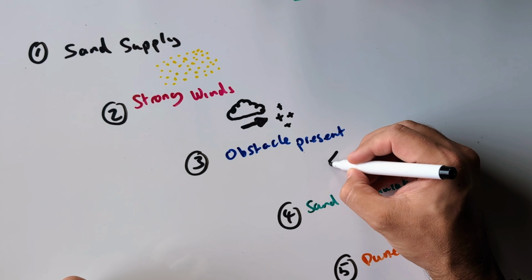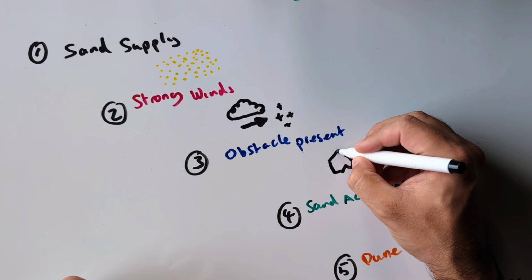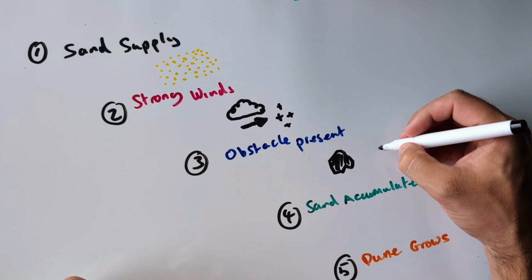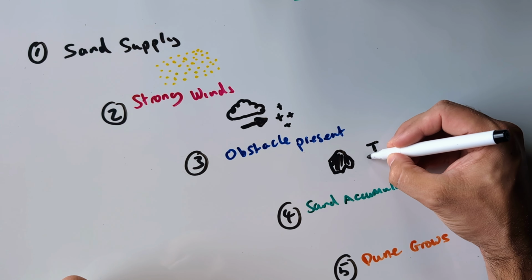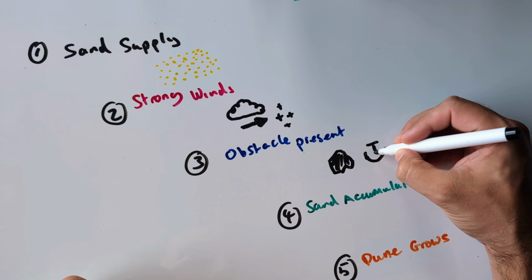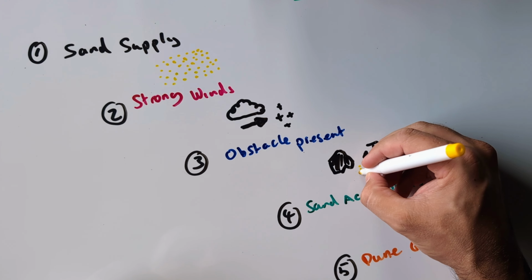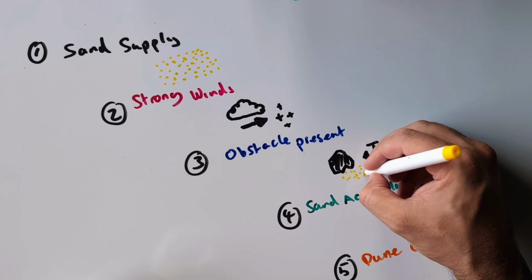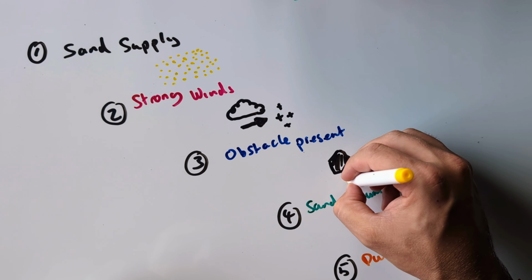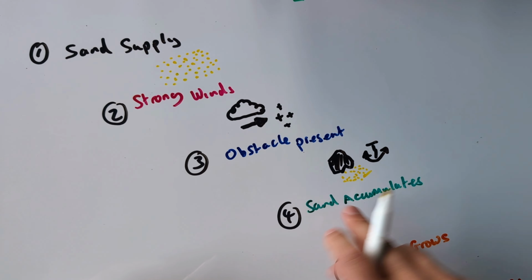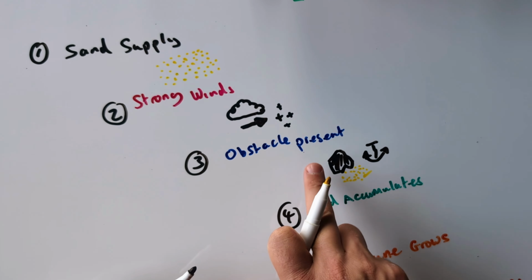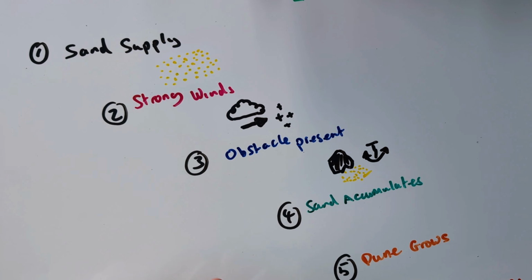Okay? You also need an obstacle present. Now this could be a rock, but think of it as an anchor. Yep, you have an anchor, and what happens is the sand is blown up against that obstacle, that anchor, and allows it to build up from there. So this is really where the dune starts, okay, from that obstacle.